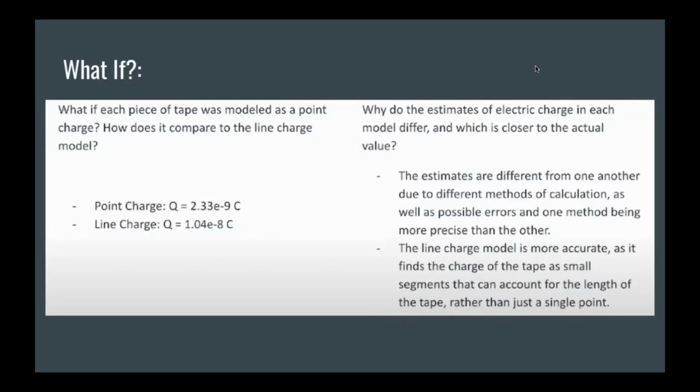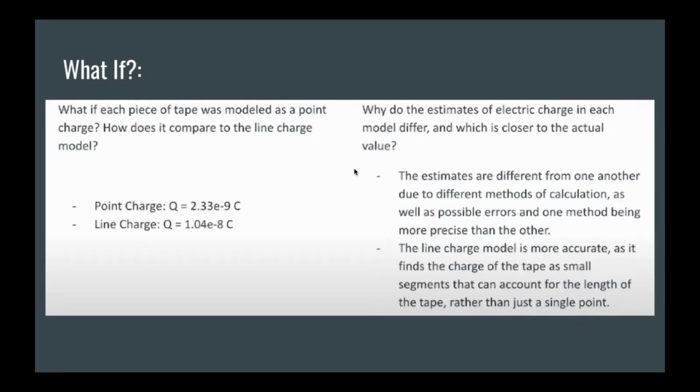Now, for our what if questions, what if each piece of tape was modeled as a point charge? How does it compare to the line charge model? Well, the point charge was Q equals 2.33 times 10 to the negative ninth coulombs, and then the line charge was 1.04 times 10 to the negative eighth. So that's pretty different, at least by like a 10th place. That's how they compare.